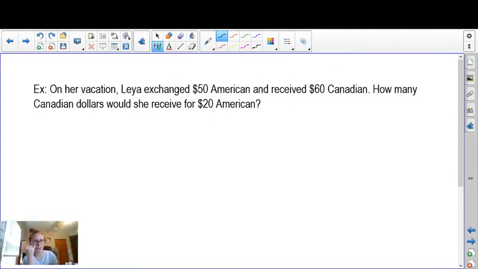On her vacation, Leah exchanged 50 American dollars and received 60 Canadian dollars. How many Canadian dollars would she receive for 20 American dollars? Okay, so again, we're going to start with which one came first. So American came first.